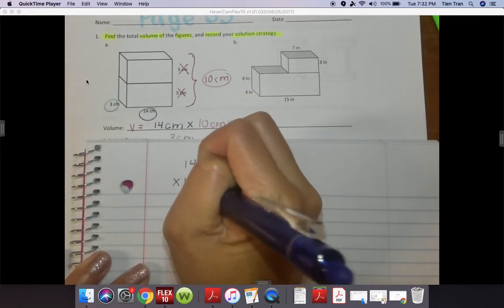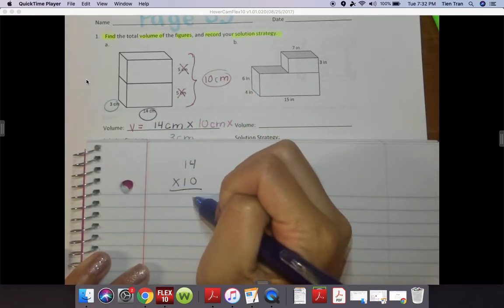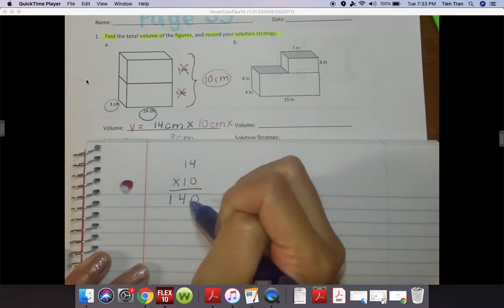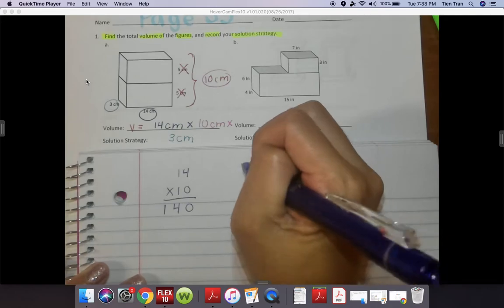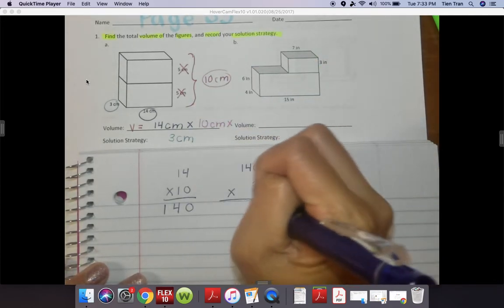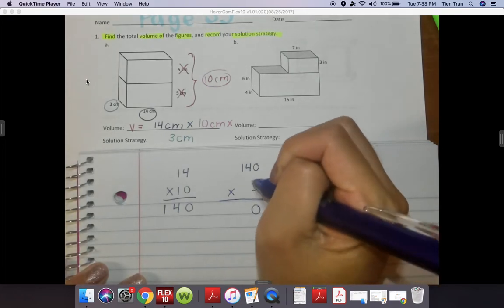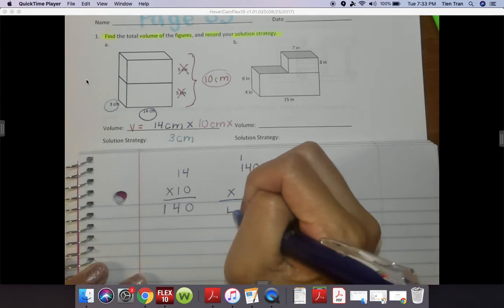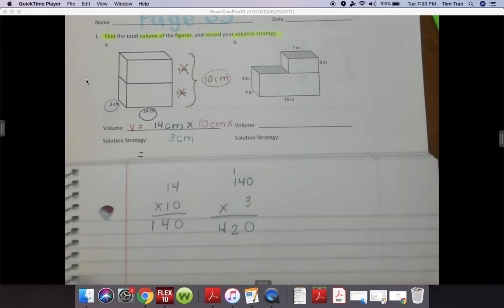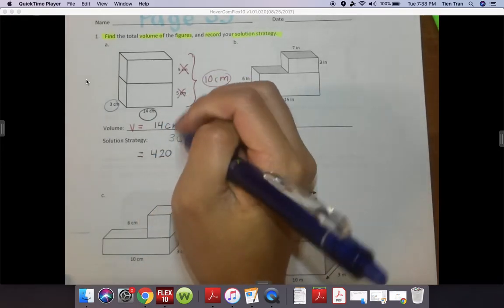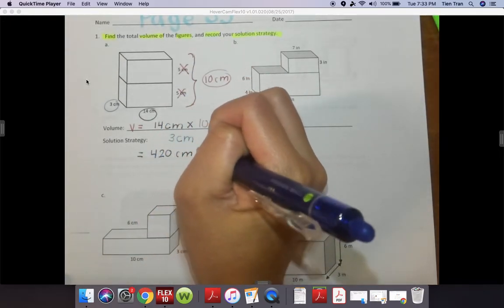14 times 10. I know that I can bring down the 0. 1 times 4 is 4. 1 times 1 is 1. I get 140. And then I'm going to multiply times 3 centimeters. So 3 times 0 is 0. 3 times 4 is 12. 3 times 1 is 3, plus 1 is 4. So I get 420 as my answer. So my answer is 420 centimeters cubed.